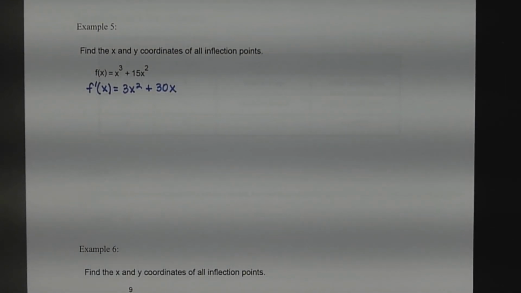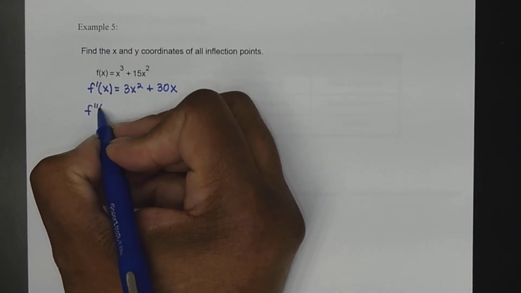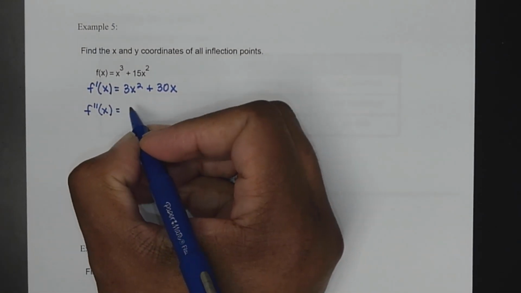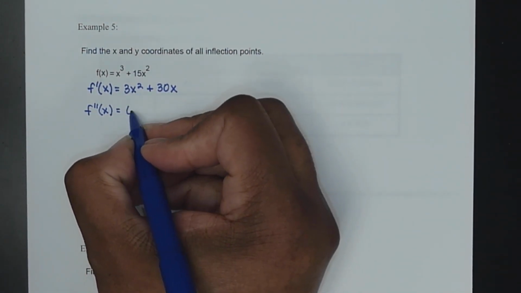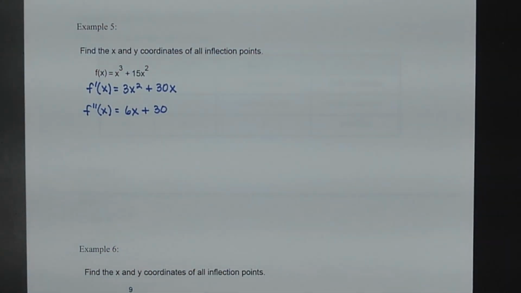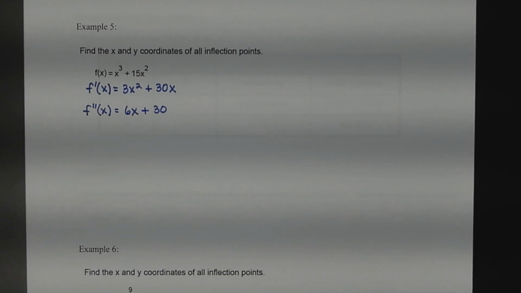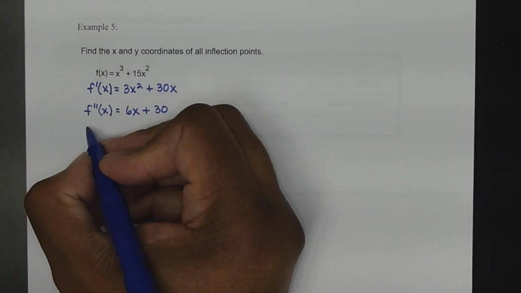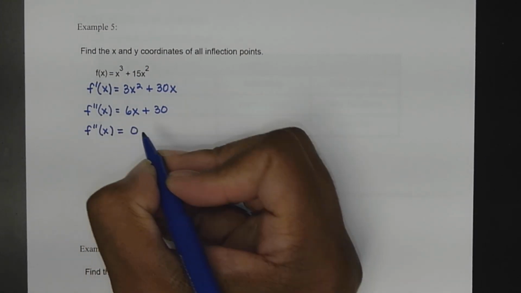So to find the inflection points, we have to find out what that second derivative is. So the second derivative, f double prime of x, will be 6x plus the derivative of 30x, which is 30. So that's f double prime of x. To find our critical numbers, we're going to take f double prime of x and set that equal to 0.